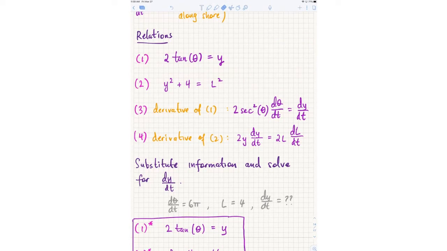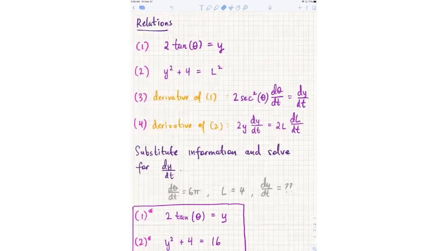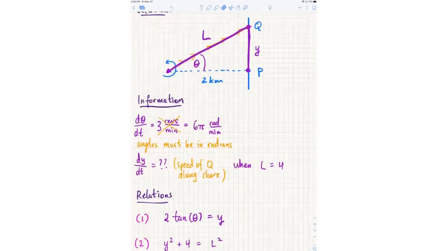Any questions about any part of this problem? Okay. So when we see theta, do you automatically go to trigonometry?